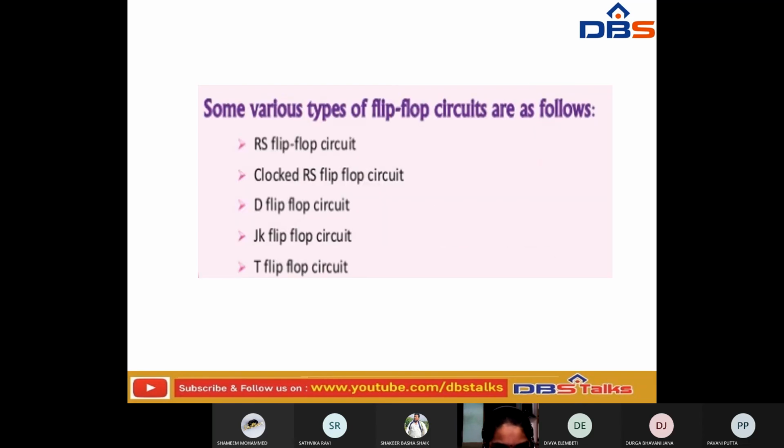Here are some of the various types of flip-flop circuits which are used. The first one is the RS flip-flop circuit. Next is the clocked RS flip-flop circuit. Next is the D flip-flop circuit. Next is the JK flip-flop circuit. And the next one is the T flip-flop circuit.